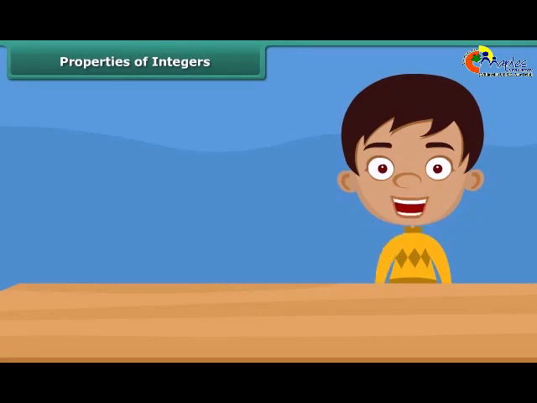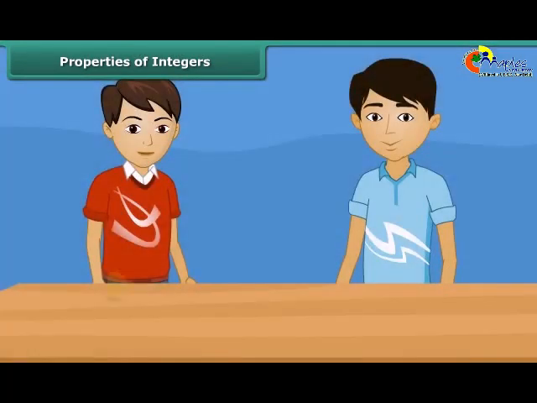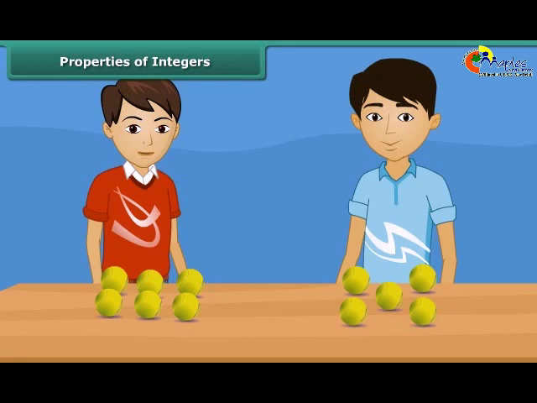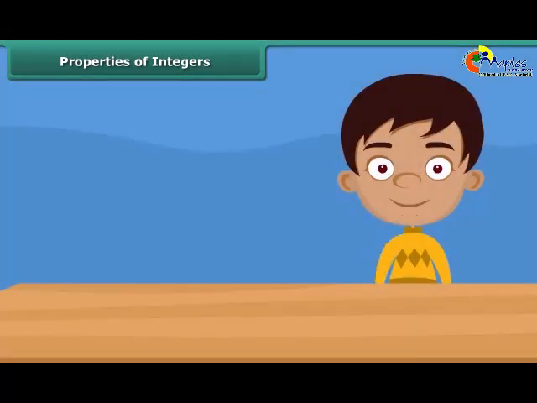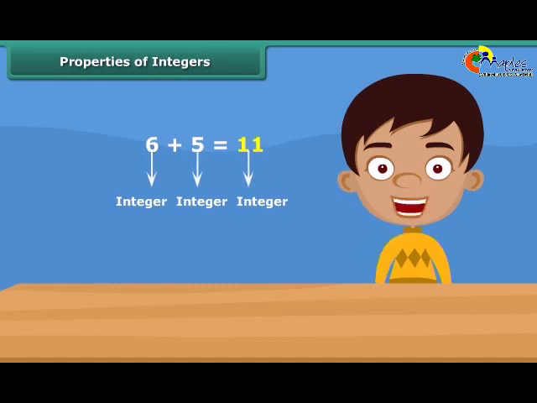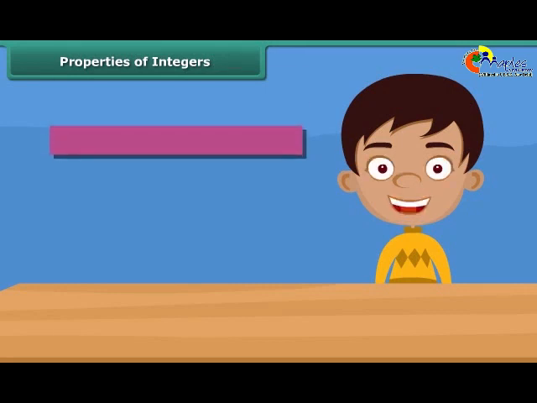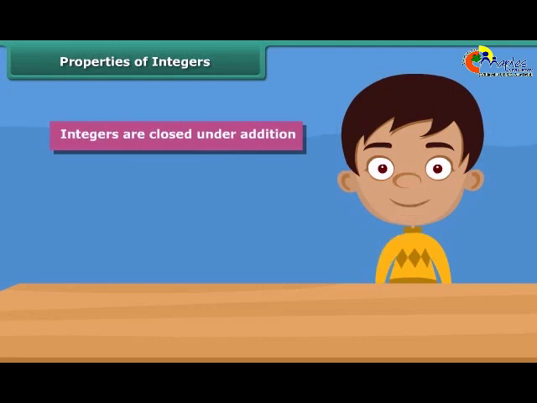Students, what do we get if we add two integers? Let us see. Rohan has 6 balls. His friend Sohan has 5 balls. So how many balls are there in total? Yes, 11 balls in total. From this example we can say that addition of two integers is also an integer. We can see that addition of integers gives integers. So, integers are closed under addition.